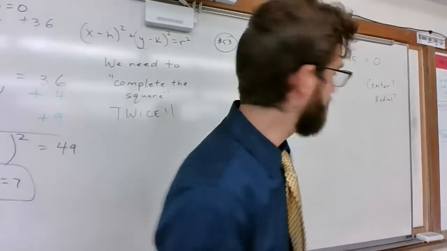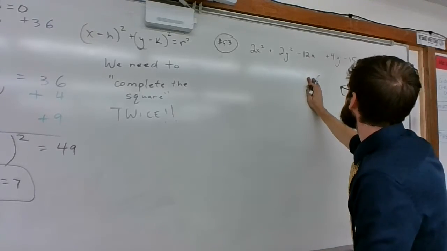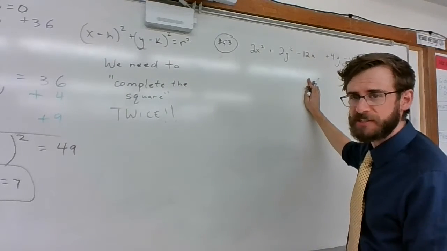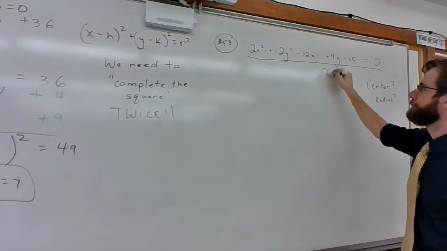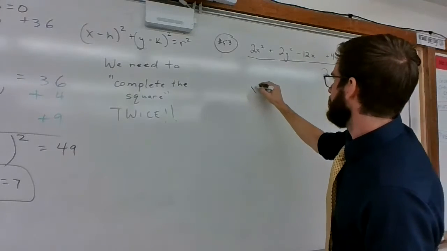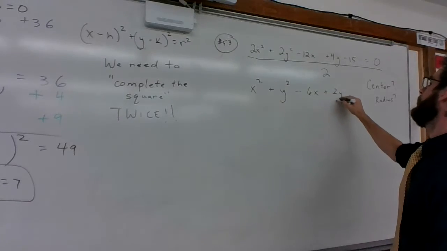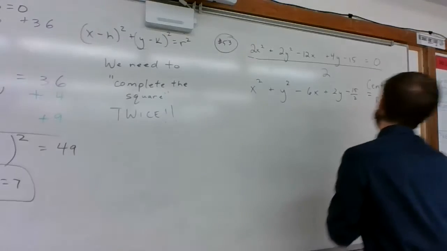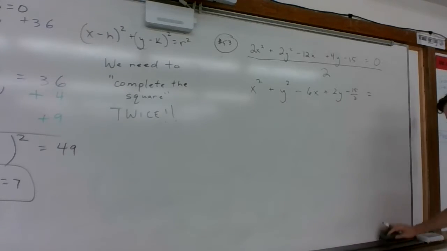What happens when we have coefficients out front like this? Well, we need to divide them out. Can't really get to work until we divide those out. So I'm going to divide everybody by 2. So that gives me x squared plus y squared minus 6x plus 2y minus 15 halves equals 0. All the while recognizing this is what we're looking for, the center and the radius.